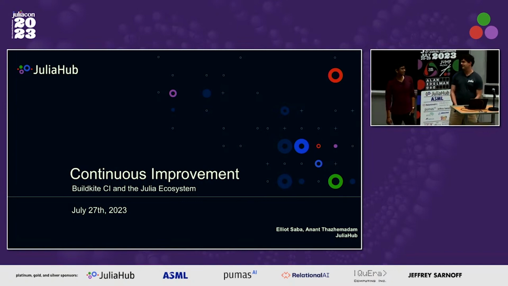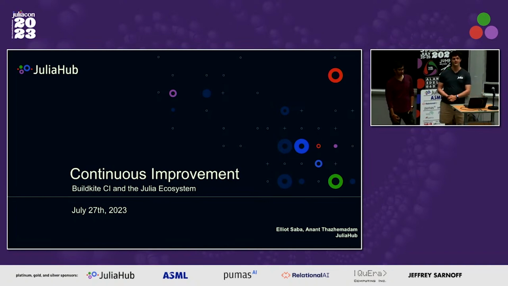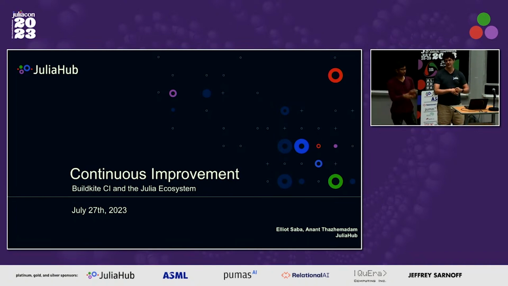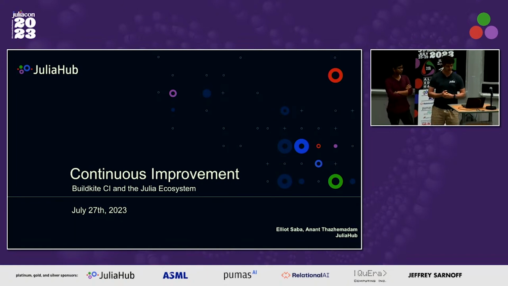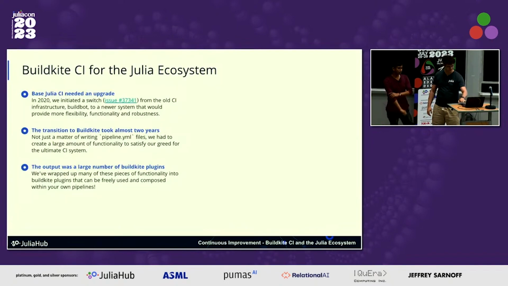And I'm Anant. We both work for Julia Hub, and we're going to be presenting on Buildkite CI and the Julia ecosystem. Some of the work that we've been doing over the past couple years, actually, and all the ways that it can benefit you guys in your own pipelines.